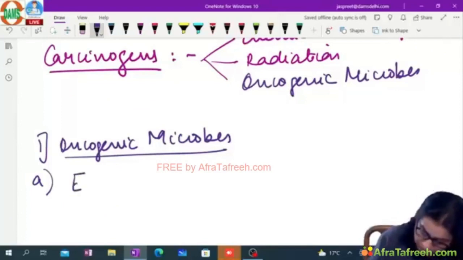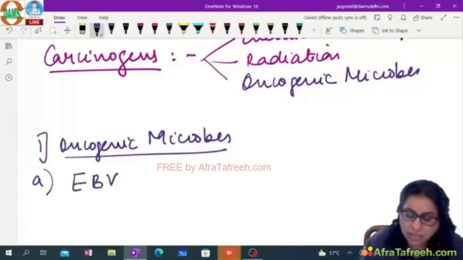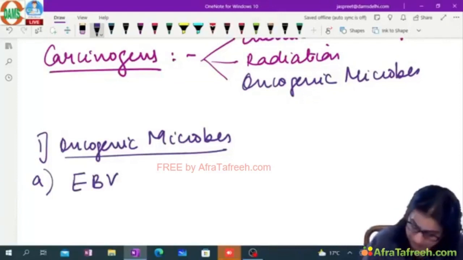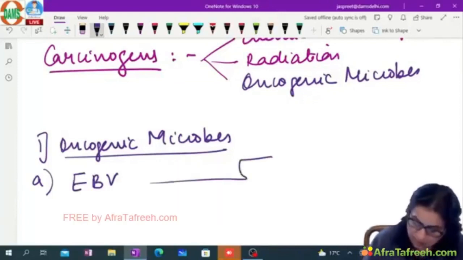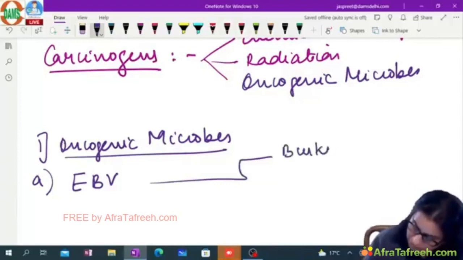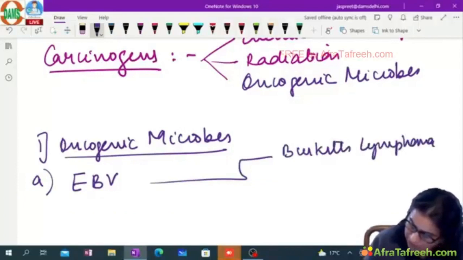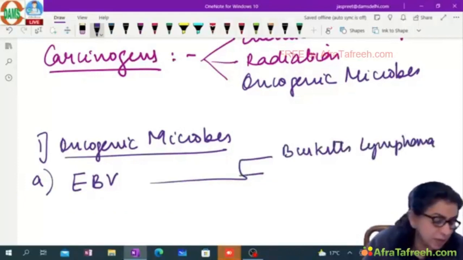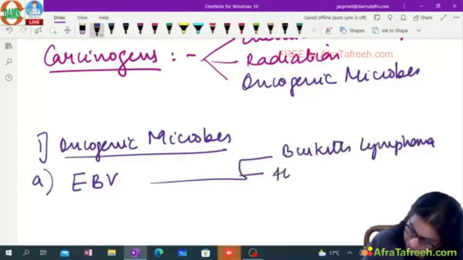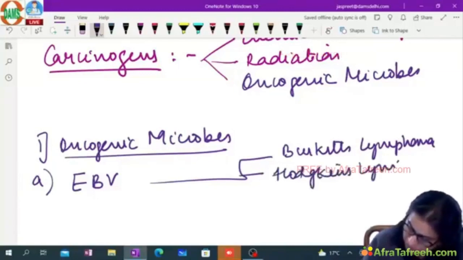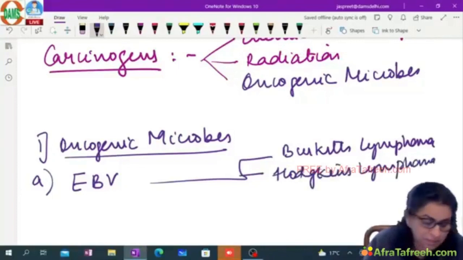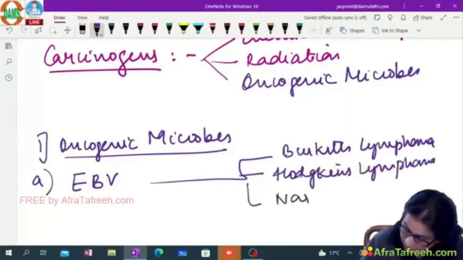So you have to know EBV. What is EBV? Epstein-Barr virus. Which cancers can EBV cause? Epstein-Barr virus is associated, number one, with Burkitt's lymphoma. Number two, Hodgkin's lymphoma. Number three, nasopharyngeal carcinoma.